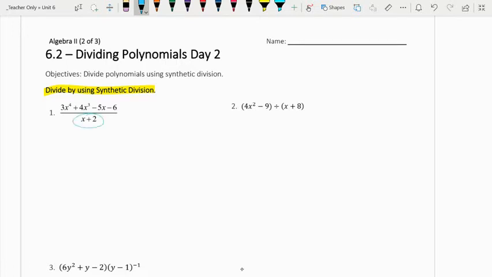So remember, we're always going to take the opposite sign and put it in our little box in the corner. And then we focus on the numerator, or what we are actually dividing, and take the coefficients from there. Remember, you always want to pay attention to see if there's any missing terms. In this case, there's a missing term on the squared. We need a 0 as a placeholder.